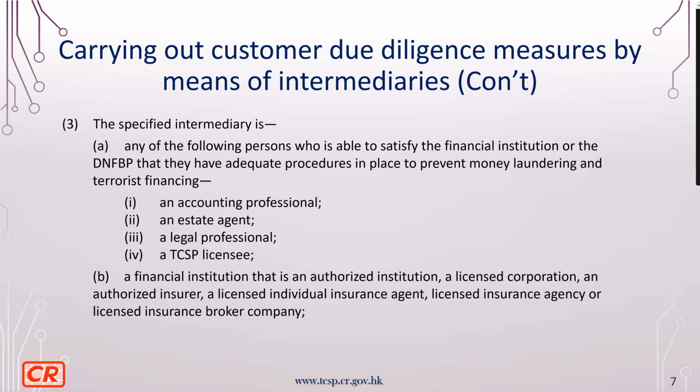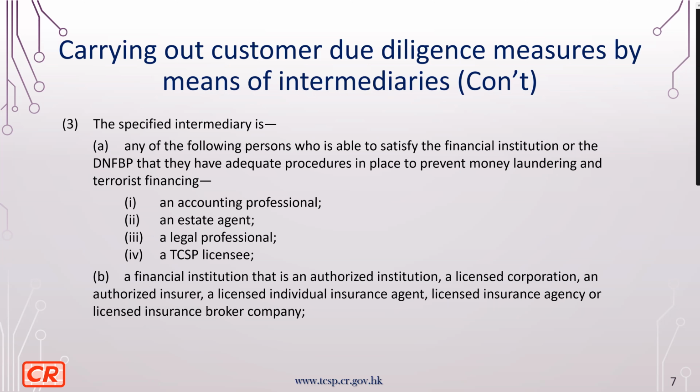Specified intermediaries in Hong Kong are listed out in Section 18, Subsection 3, Subsection A and B of Schedule 2. As shown on this slide, they are accounting professionals, estate agents, legal professionals, and TCSP licensees, on the condition that they are able to satisfy the licensee that they have adequate procedures in place to prevent money laundering and terrorist financing.